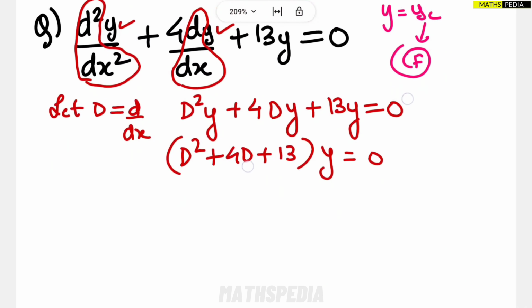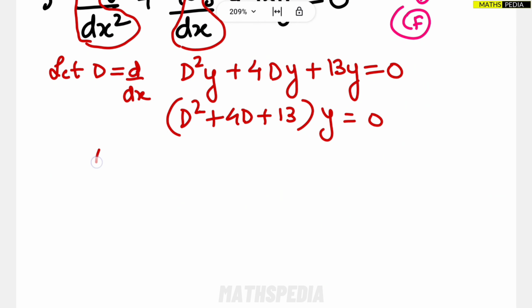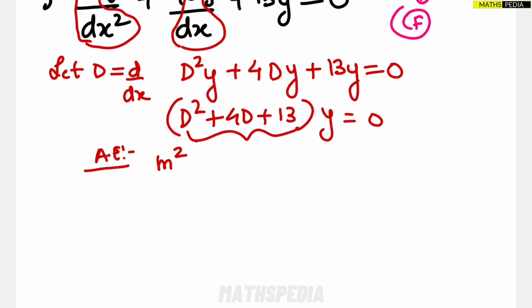After taking y common, now we can form the auxiliary equation. How to form it? In place of D, substitute m, and we only take care of the function of D inside the bracket. So m square plus 4m plus 13, and equate it to 0. Only the inside of the bracket forms the equation. Now for this equation, I have to find the roots, that means the m values. There will be 2 values because this is a quadratic equation.